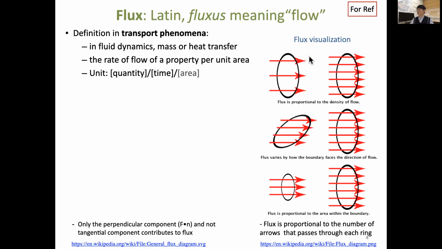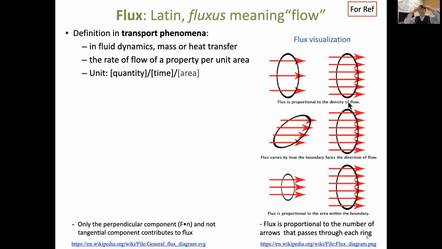So for example, let's assume these arrows show the photons of light. If we have the same ring over here, and if the density of the light or photons is twice as high here, you can see that in a given time, with a given area of the ring, maybe 3 photons pass here, and here 6 photons pass. So flux is proportional to the density of flow.